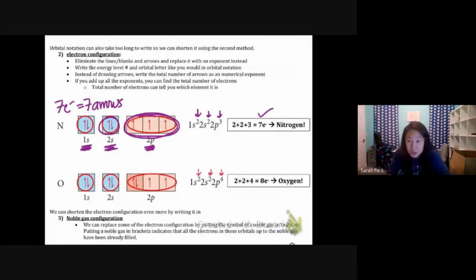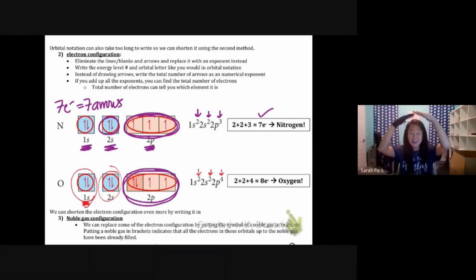So all you're doing is you're still writing the level, the street number, and the type of house, the type of orbital that their electrons are living in. But instead of drawing stuff, you are simply writing how many electrons are living in that house. So 1s can fit 2, so that's where we got this 2. 2s can fit 2. But for 2p, right here, we consider the entire house. In the entire house, we fit 4 electrons, and so we put a 4 for that total there.